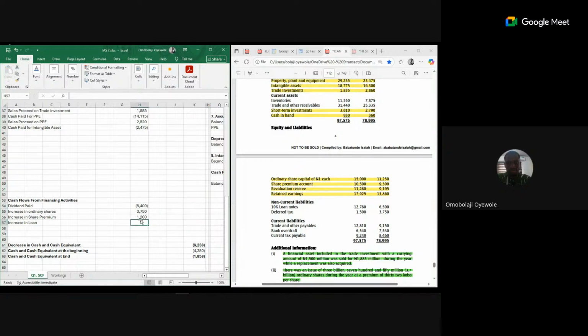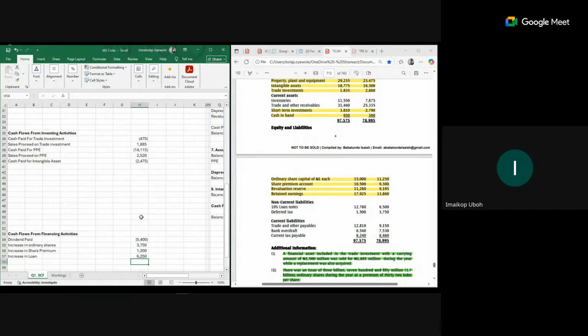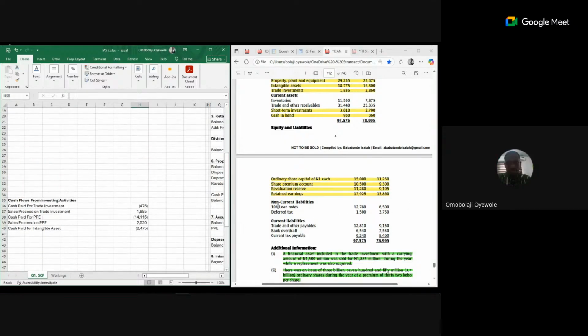I'm supposed to bring them to this side. So how much is that? So I said this is 6,250. That's an inflow of 6,250. That's an inflow. Okay. So I think loan is dealt with.